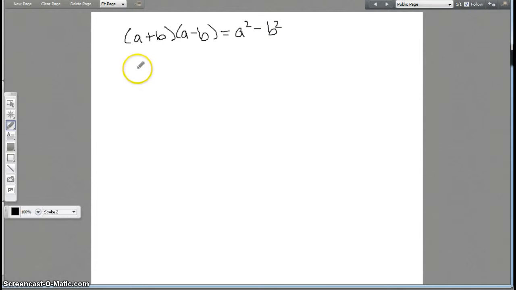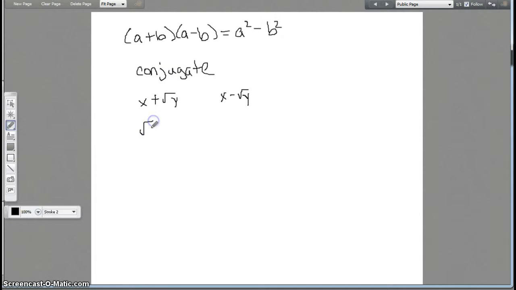Now, I want you to see there's something called a conjugate, which we talked about in class. The conjugate of the sum of two terms is the difference of the two terms. The conjugate of the difference of two terms is the sum of the two terms. So if we have x plus the square root of y, the conjugate of that would be x minus the square root of y. If we had x minus the square root of y, the conjugate would be x plus the square root of y.